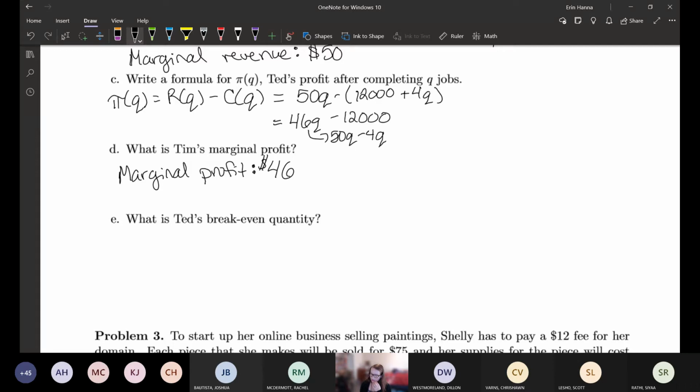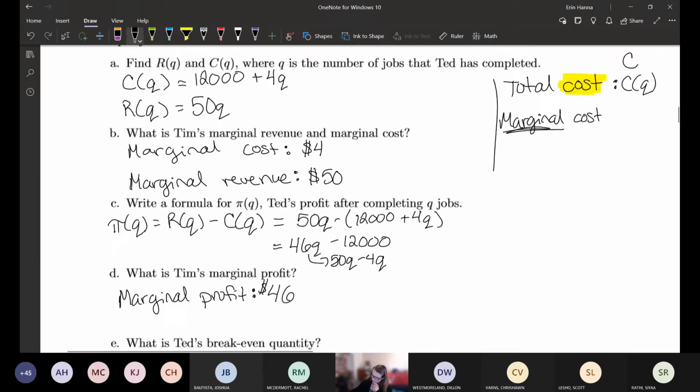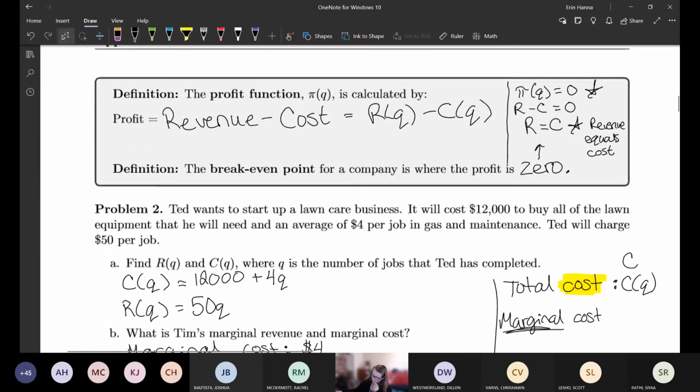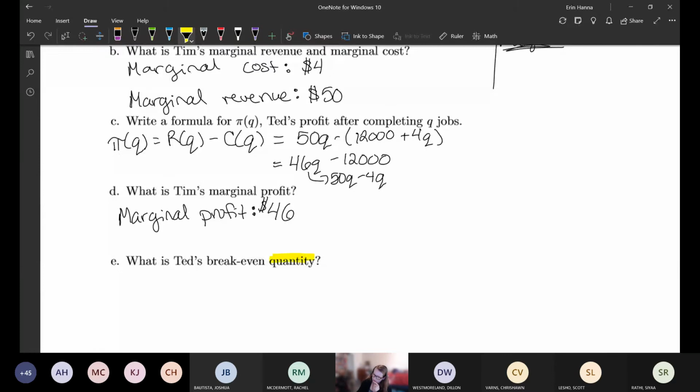What is Tim's break-even quantity? Ooh, I forgot to mention that. Let me scroll back up real quick. Notice the difference in phrasing here. In the definition, it says break-even point. And in that question down there, it says break-even quantity.